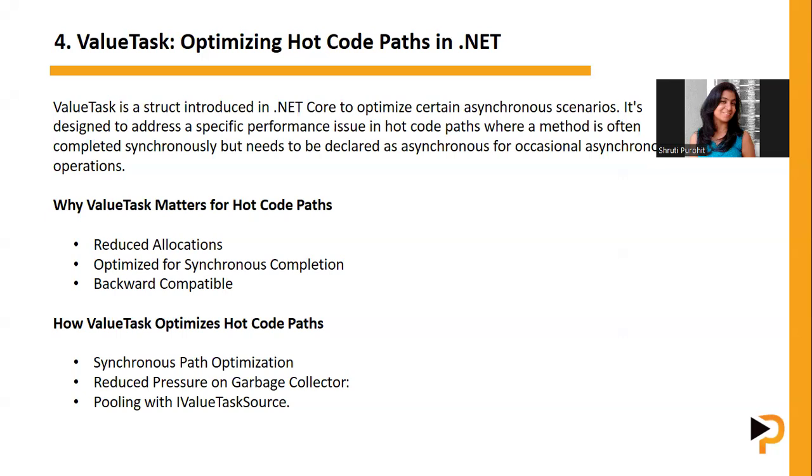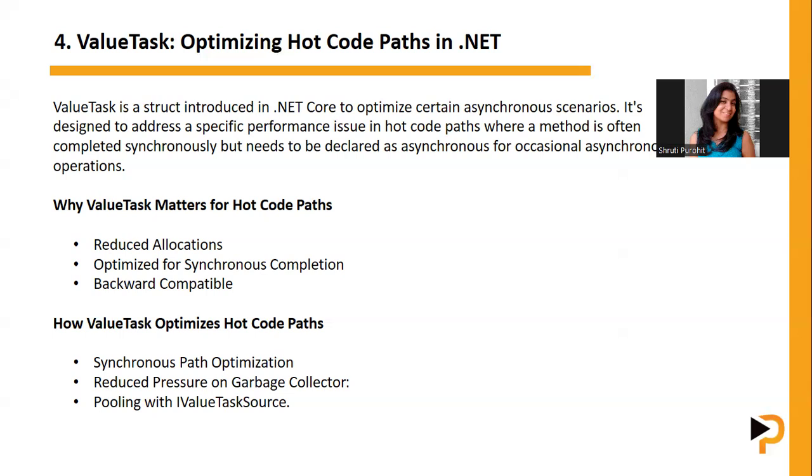So why does ValueTask matter for the hot code path? It reduces allocations, optimizes for synchronous completion, and keeps backward compatibility. How does ValueTask optimize hot code paths? Through synchronous path optimization. It reduces the pressure on garbage collection, and pooling is possible with IValueTaskSource. If you want to understand ValueTask's functionality and details, you can go ahead with the PPT.